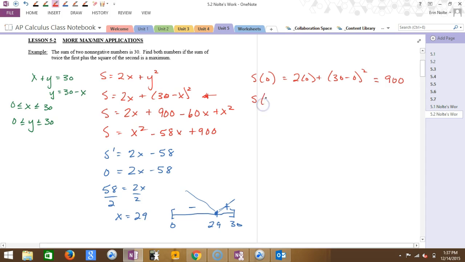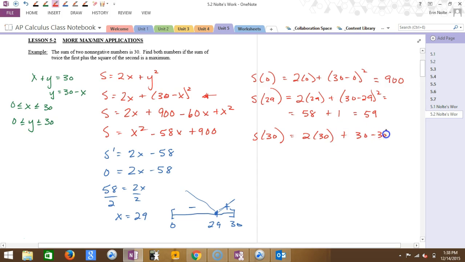Then I'm also going to do 29, because that was one of my critical values. 2 times 29 plus (30 minus 29) squared. So 29 times 2 is 58, and then we're going to have plus 1, so it's going to give us 59. And then if I do 30, 2 times 30 plus (30 minus 30) squared, that makes 60 plus 0, so 60. Okay, so which one gives you your maximum? I think it's pretty clear that 900 is by far the biggest, with an x value of 0.